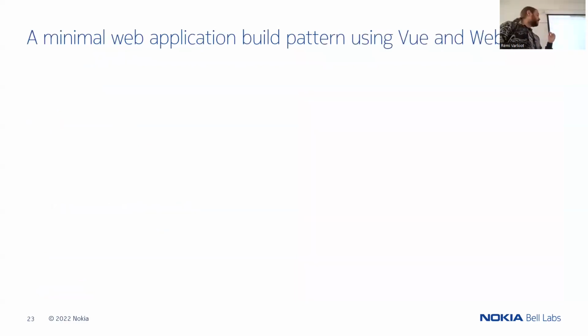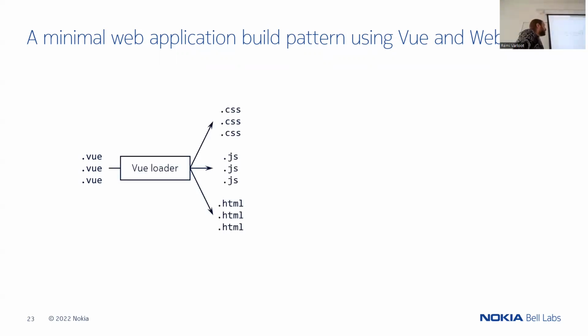So I'm going to show the minimal pattern of what happens when you do your Vue.js application and you want to get your web page at the end. You write your Vue.js code. So a .vue file is basically a file that contains some HTML with embedded JavaScript, some JavaScript, and some CSS, so that you define components that are all built into the same file. And then you'll have a Vue loader, which is actually going to take that file and separate it into CSS, JavaScript, and I wrote .html.